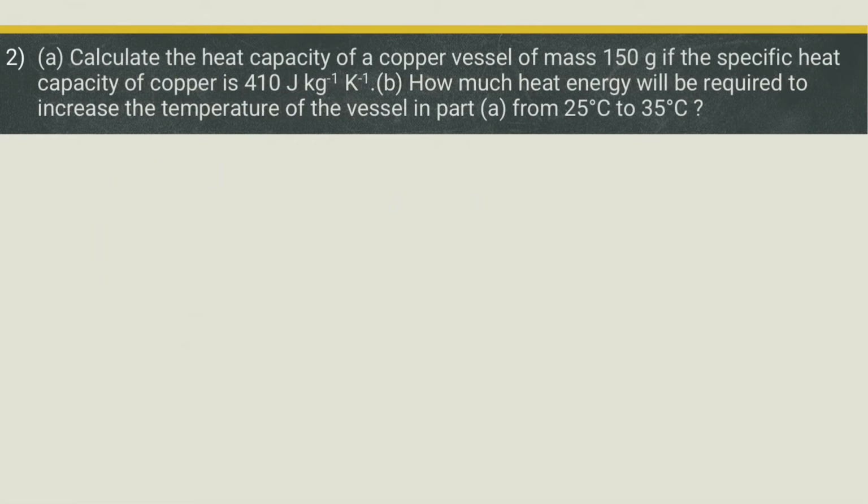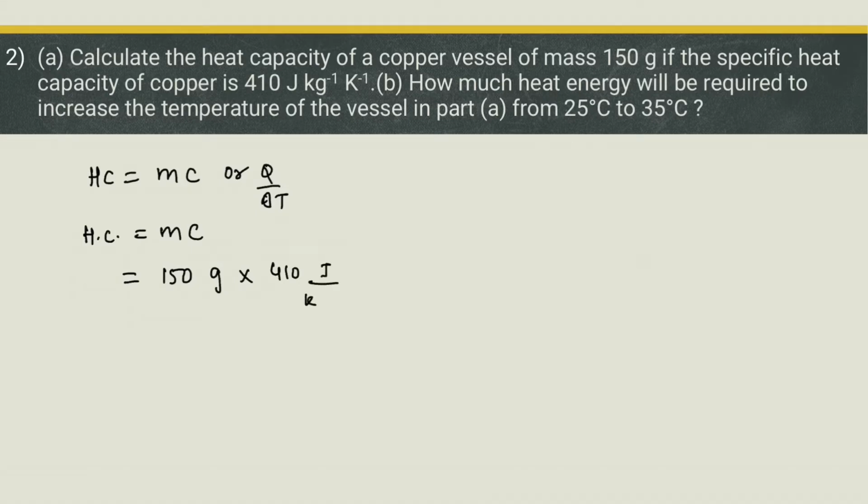Second numerical. Calculate the heat capacity of a copper vessel of mass 150 gram if the specific heat capacity of copper is 410 joule per kg Kelvin. Now we know that heat capacity is either mass times specific heat capacity or Q upon delta T. Here we are given the information of mass and specific heat capacity. So we will go ahead with this formula. Heat capacity is mass times specific heat capacity. Mass is 150 gram. Specific heat capacity is 410 joule per kg Kelvin.